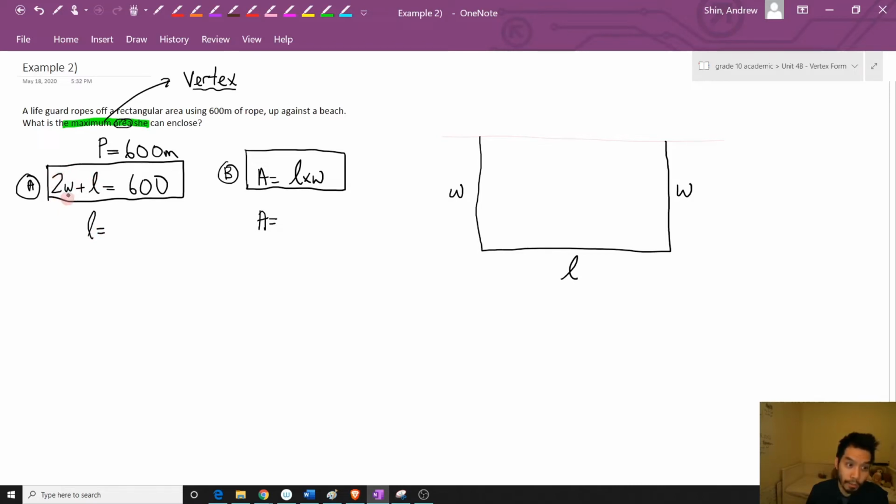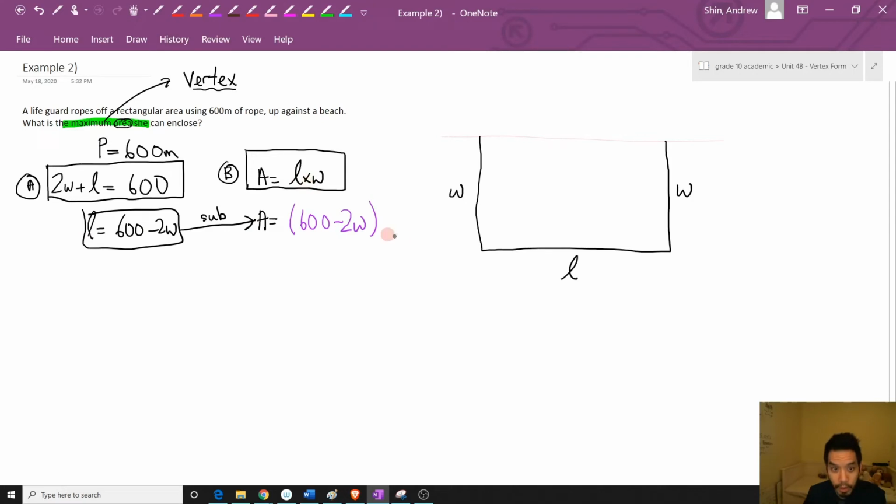And I need to get rid of plus 2w, sorry. To get rid of plus 2w, we're going to subtract both sides by 2w, so 600 minus 2w. And I can substitute this into here. So substitute. And so instead of L, I am going to replace it with 600 minus 2w, because that's what L equals. L equals 600 minus 2w.